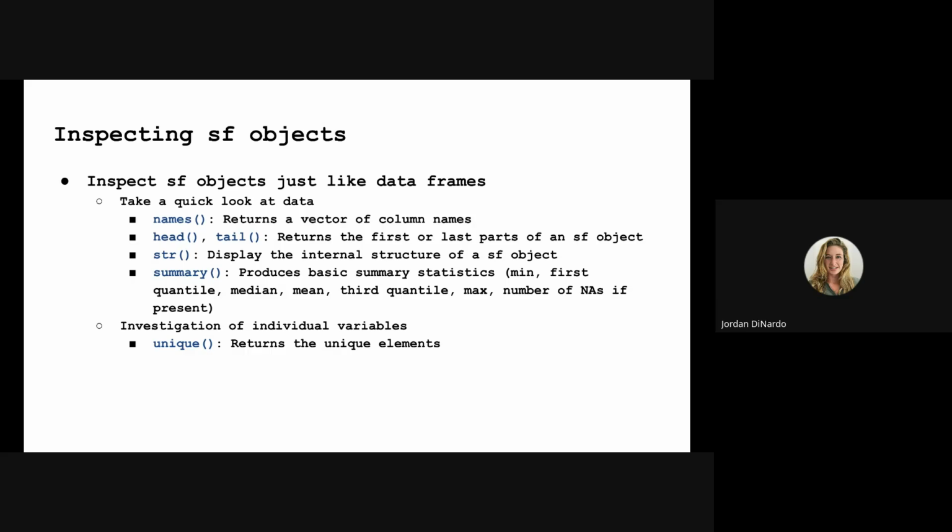Summary will still work in terms of producing the basic summary statistics of each of your variables. Again, remember this really operates best on continuous or numeric data. And then finally, unique, which helps you to look at the unique elements within the tabular or attribute data of your SF objects.